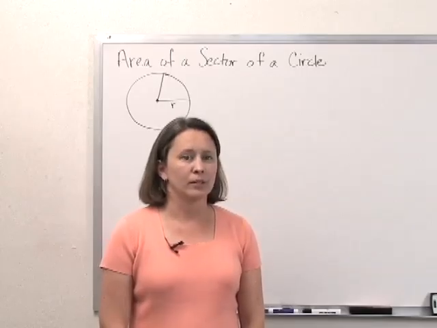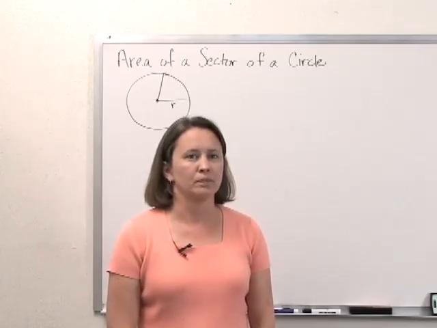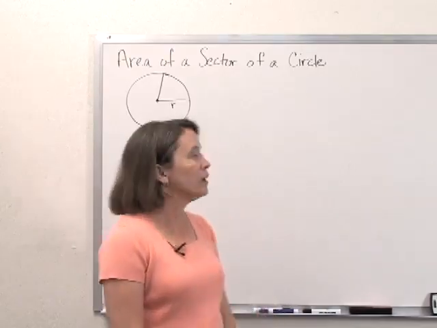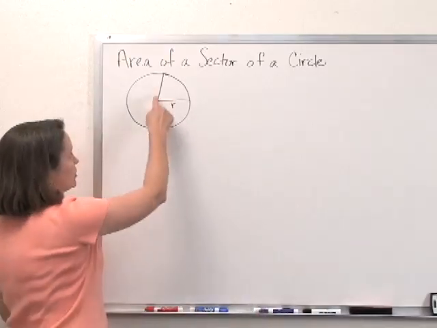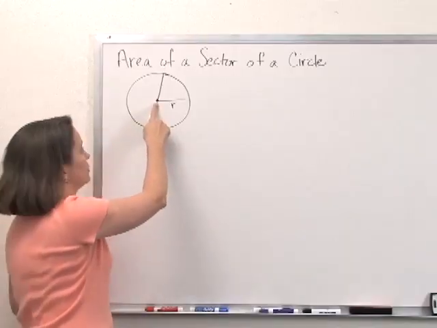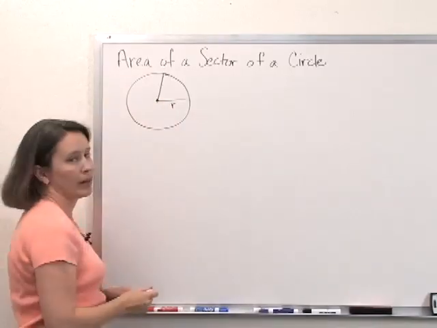In this video, we look at some applications of radian measure. We'll start with the area of a sector of a circle. So a sector of a circle is like a pie piece where the point is at the center of the circle, and the two sides here are both radii.